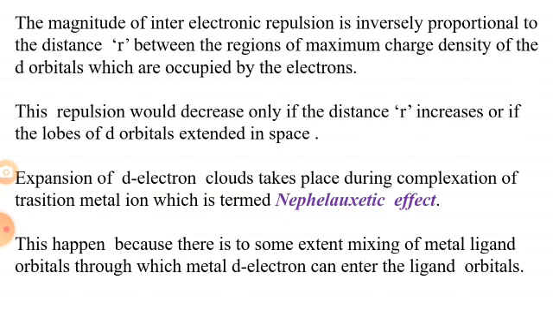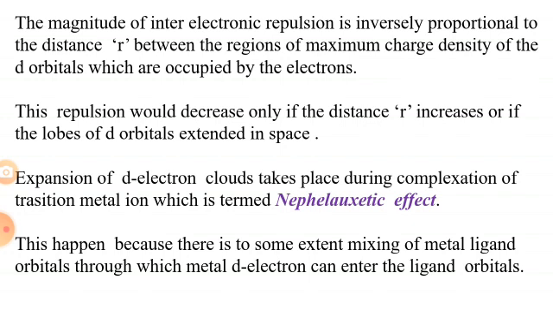This expansion of the orbital cloud, which leads to more reduction in interelectronic repulsion, is termed the Nephelauxetic effect. This happens because there is, to some extent, mixing of metal and ligand orbitals through which metal d electrons can enter the ligand orbital.